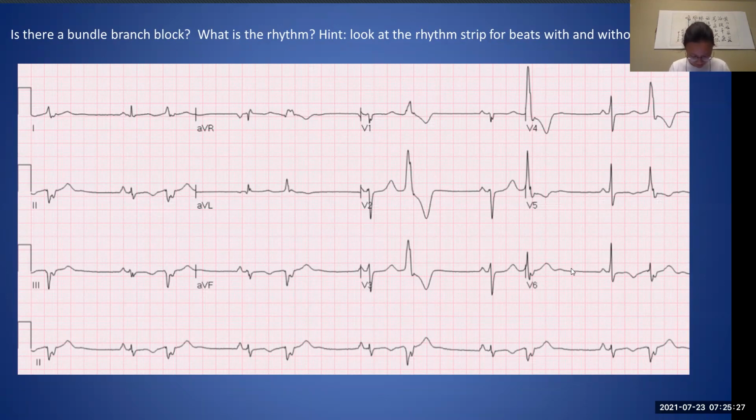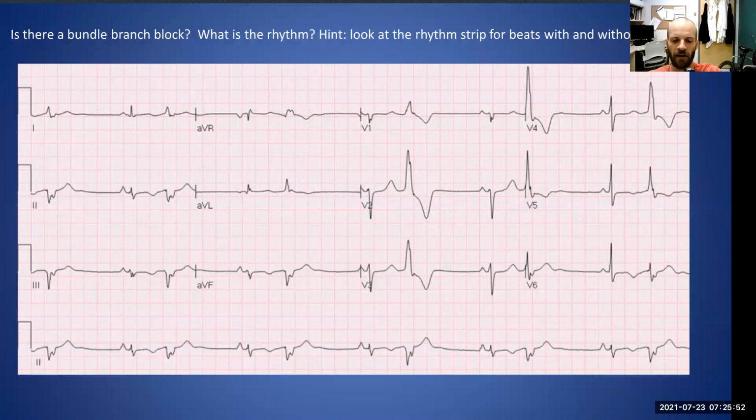I said that like every other QRS has a P wave, but I wasn't sure why. Okay, good. Excellent starting point. And then I said it is negative in V1 and positive in the lateral leads, but I don't know if it's wide enough to be bundle branch block. Okay, great. Excellent starting point.